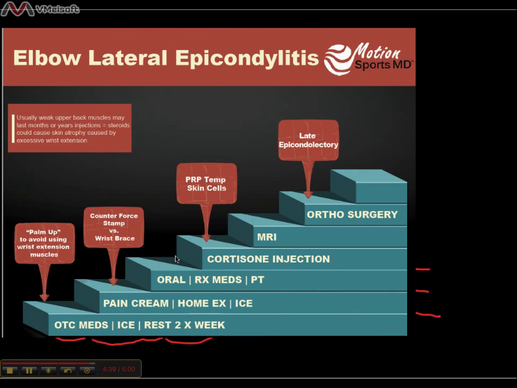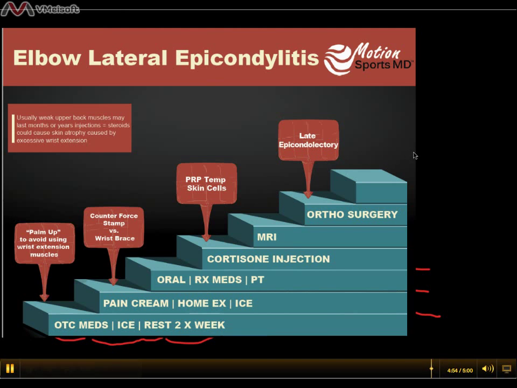Then the pain cream, the oral medications, the cortisone injections. Let's say all of that doesn't work. Then you might even want to consider getting imaging, like an MRI, and that might show a tear or something that an ortho surgeon can go in and actually clean up and do their job. And that will hopefully be the most definitive treatment for the patient.